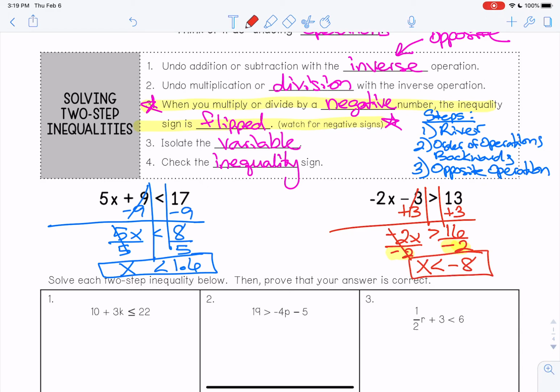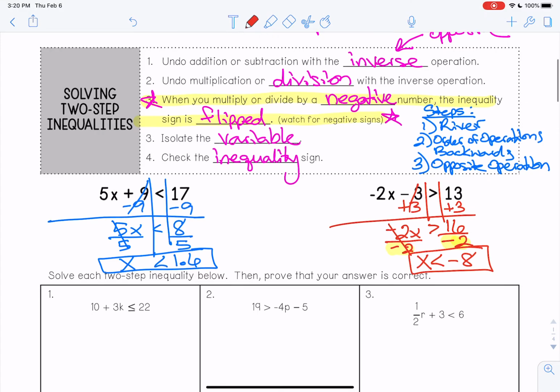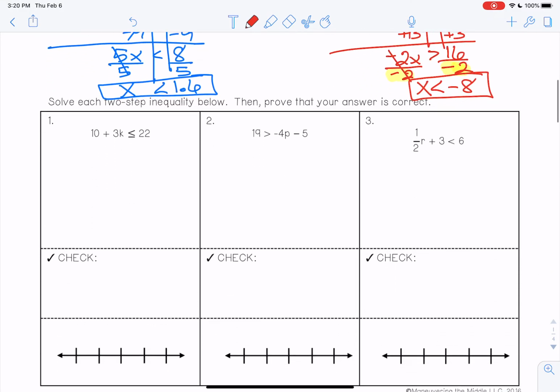All right. So let's move on. Solve each two-step inequality below, then prove that your answer is correct. So let's look at number 1. First step, draw the river. Second step, order of operations backwards.